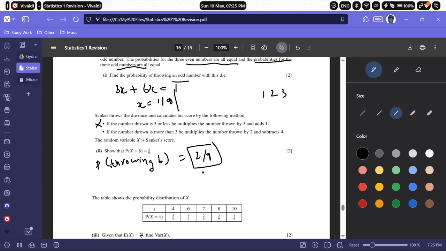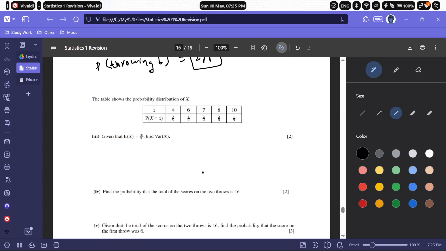So yeah, that's pretty much it for this bit. And then moving on. Given that E(X) is this, you have to find the variance. Pretty easy. Variance of X is just E(X squared) minus E(X) the whole square.